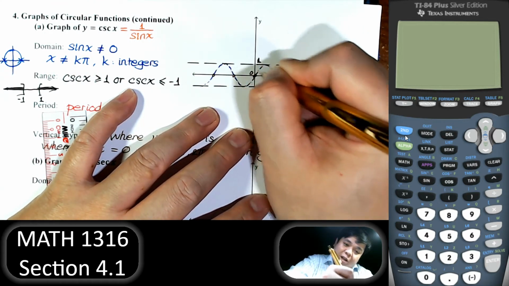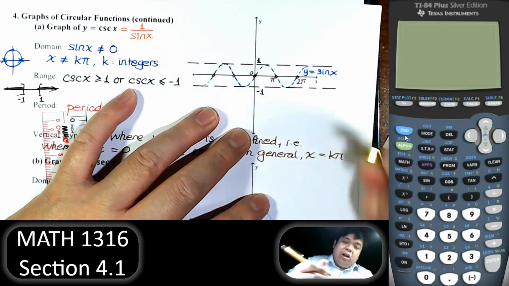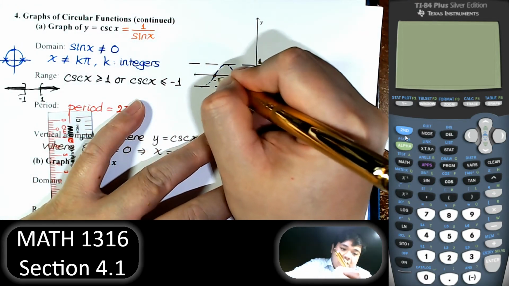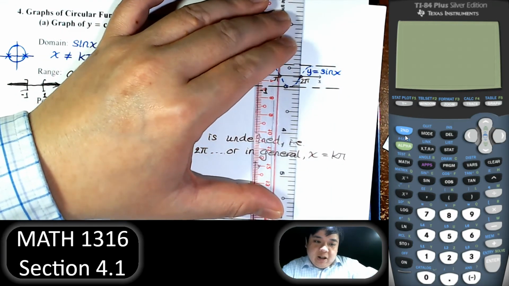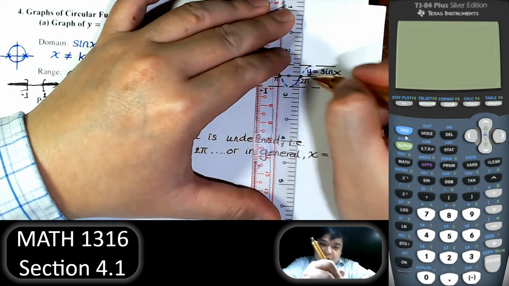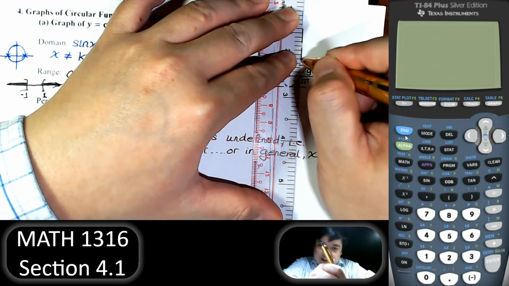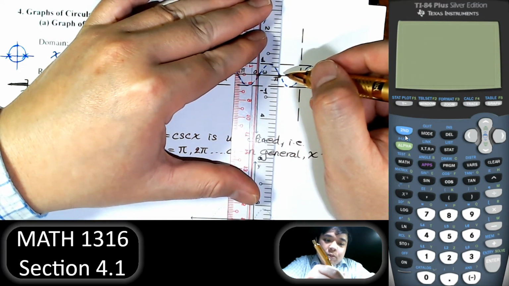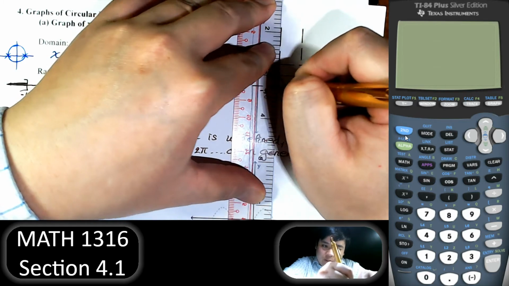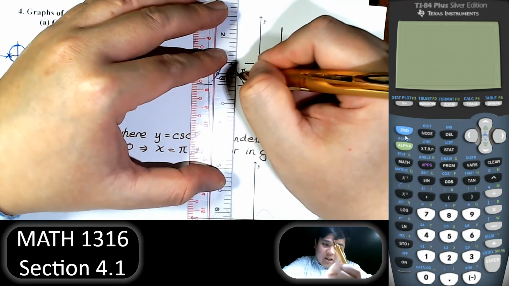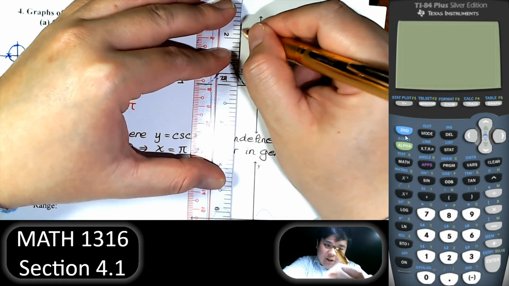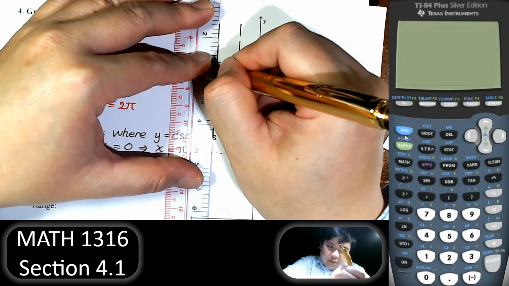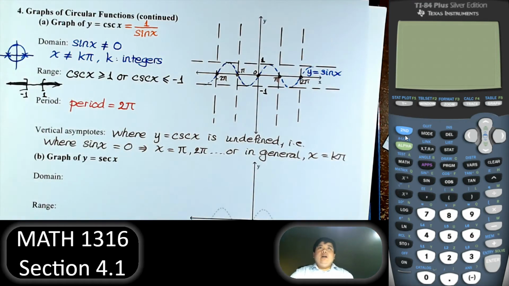Or we can say 0, pi, 2 pi. Those are the values that make sine equal to 0. Right? Those are the intercepts. And so we have the vertical asymptotes there. Vertical asymptotes, so we draw a dashed line. So those are the asymptotes.